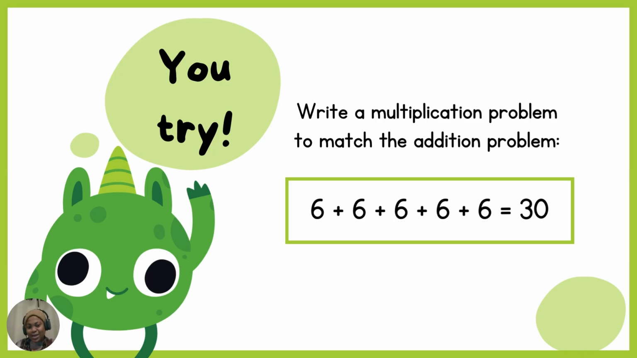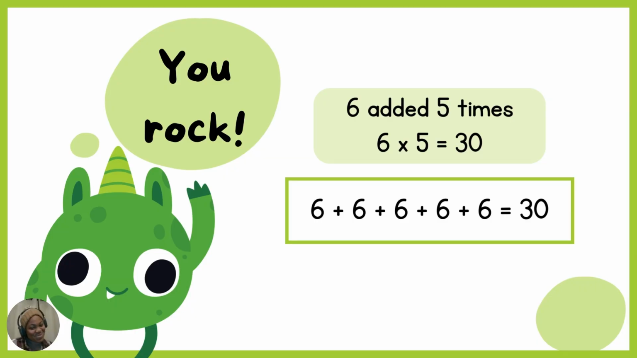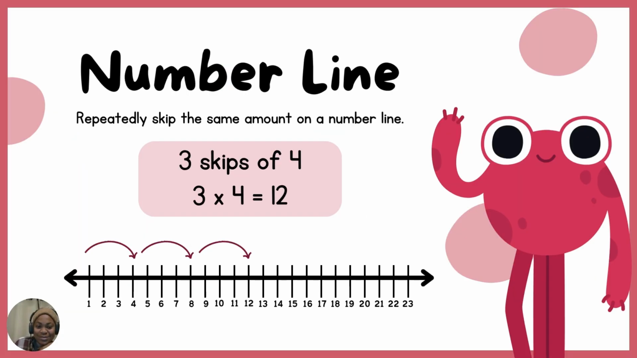Now, check this out. Can you write a multiplication problem to match the addition problem? How many times is 6 added? You rock! 6 is added 5 times. 6 times 5 would equal 30. Now, let us go to the next way to multiply numbers, and this is called the number line strategy.